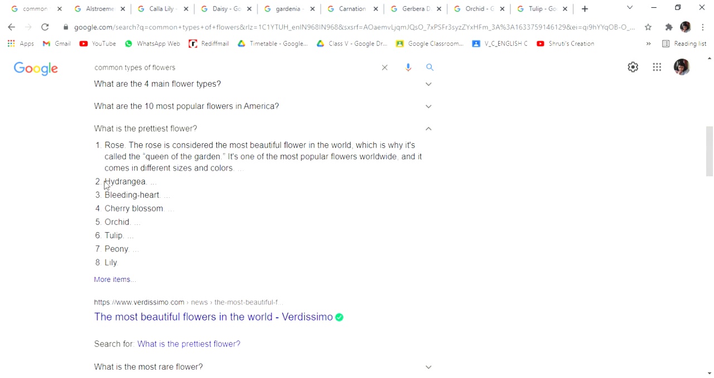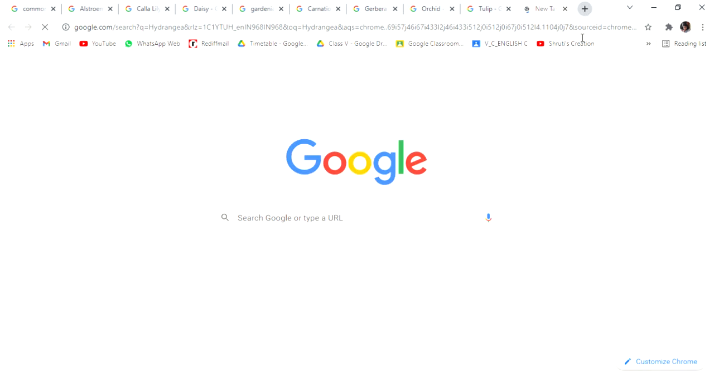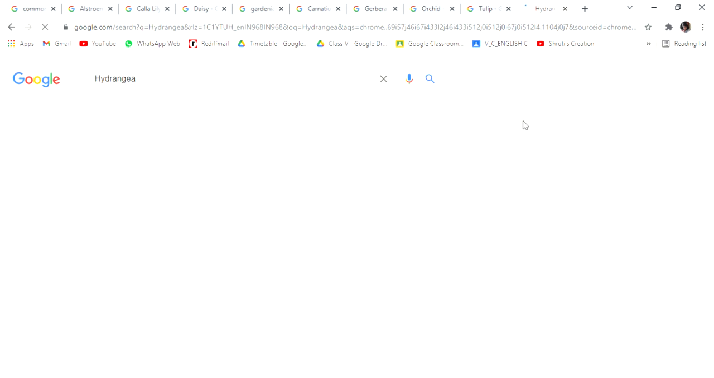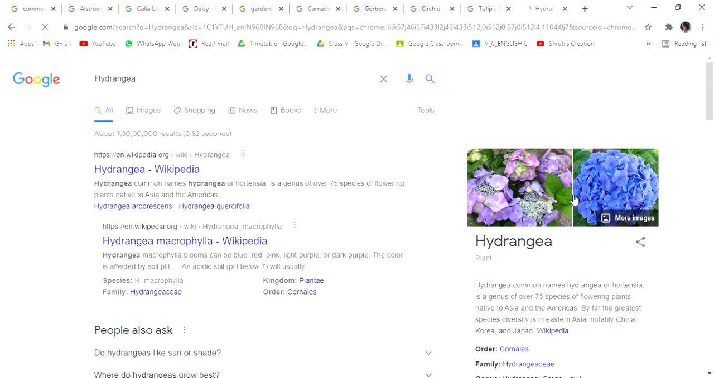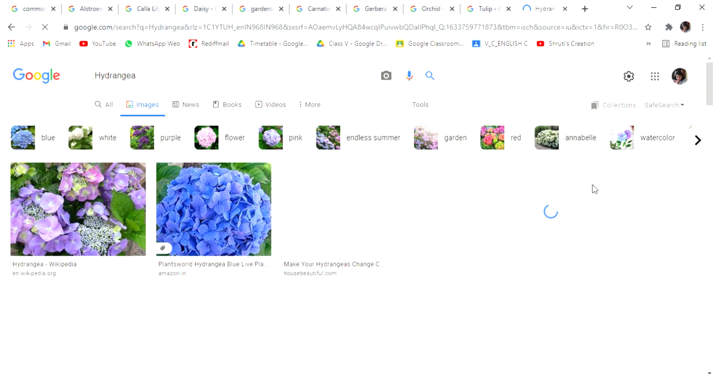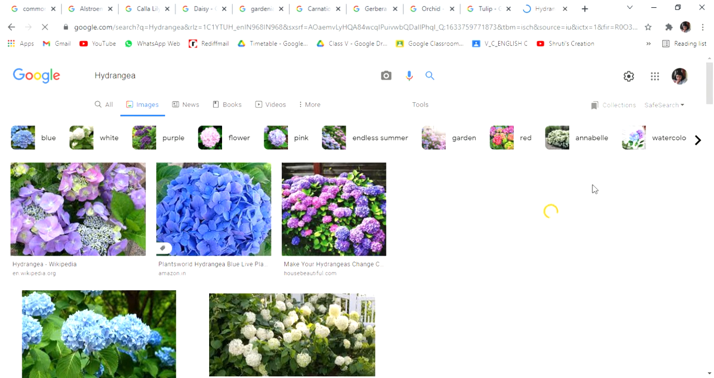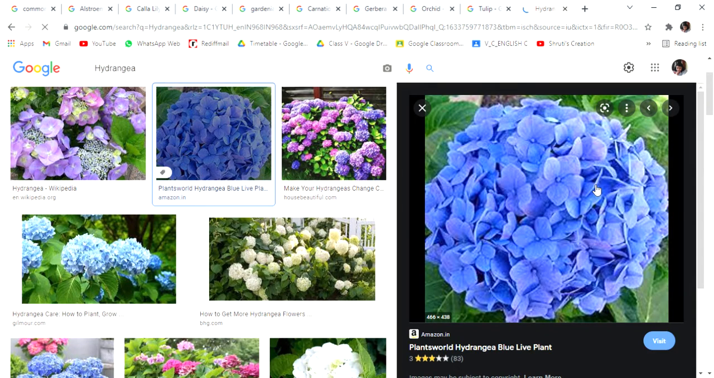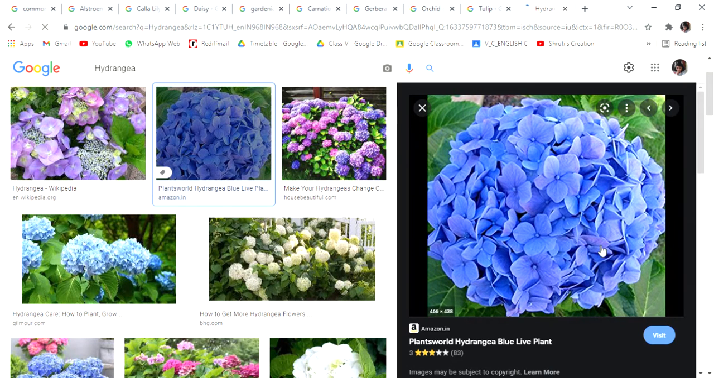And this hydrangea, it's also a nice flower, okay. I'll be showing. Hydrangea is also a very pretty flower. The special thing is it comes in very many colors, okay. It can be pink, purple, white, blue, red. It's looking very nice, and many flowers join together to make a hydrangea. See, it's a blue hydrangea. Next one, bleeding heart.